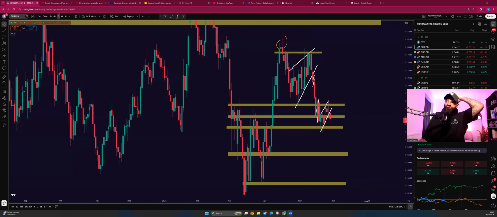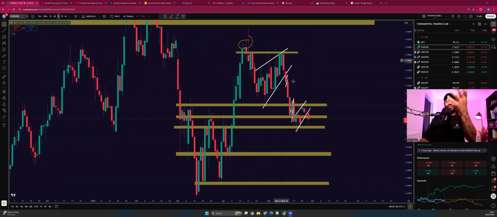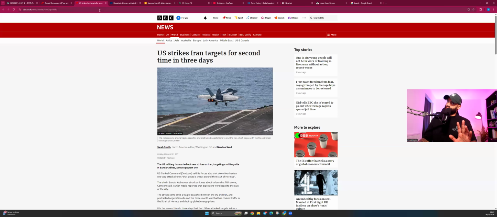Euro dollar under pressure with the strength mentioned in the USD that we're seeing at the moment. And obviously the structure you can see remains very much to the downside with the lower highs, the lower lows. And we're heading into our third consecutive session in the red. And it comes with renewed geopolitical tensions.